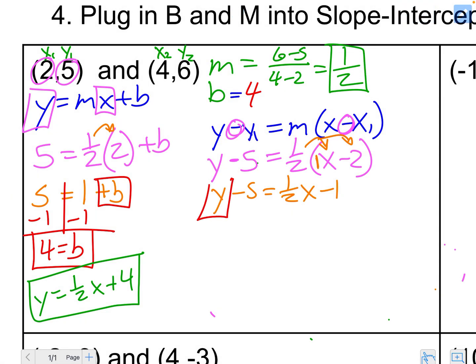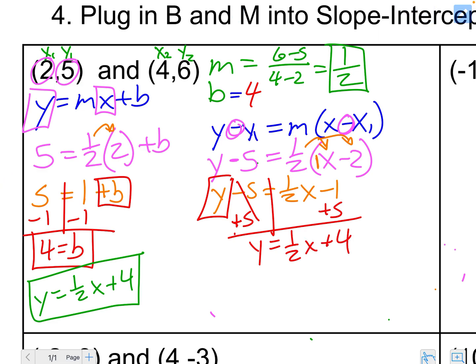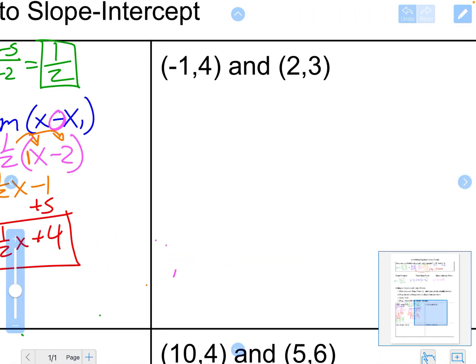I want y all by itself, so I'm going to add 5 to both sides. Add 5 to both sides, so y equals 1/2 x plus 4. So again, I get the same thing, and really I'm doing the same math. You just need to pick which way you like best.